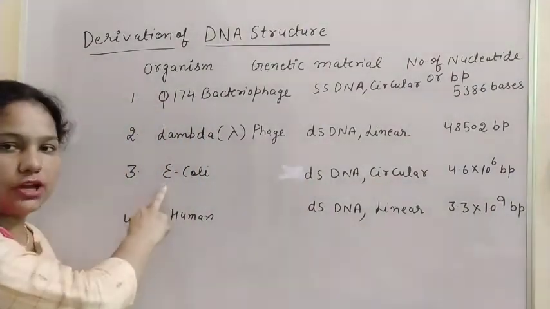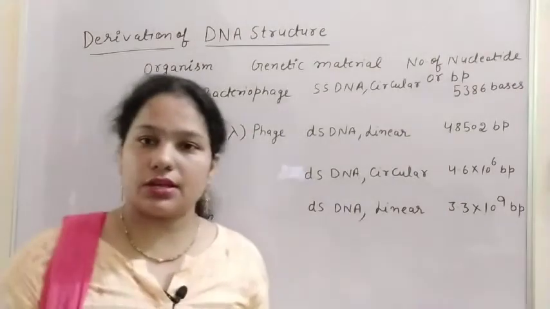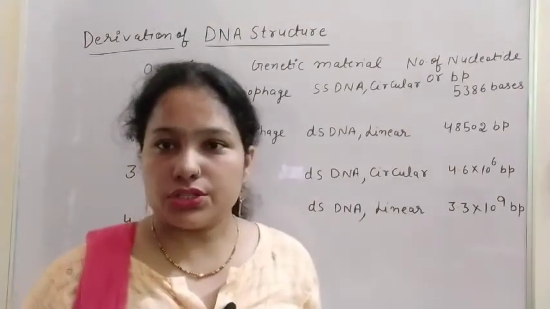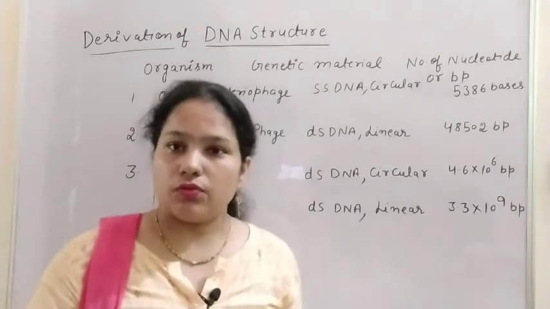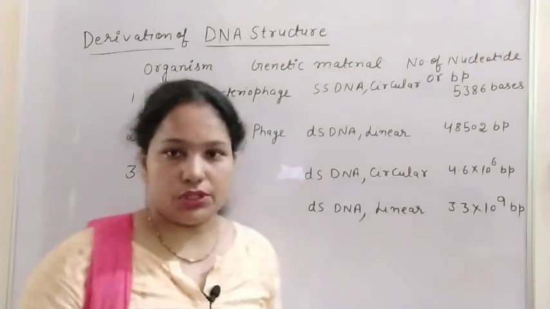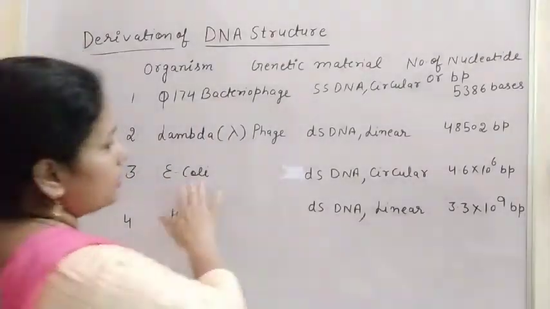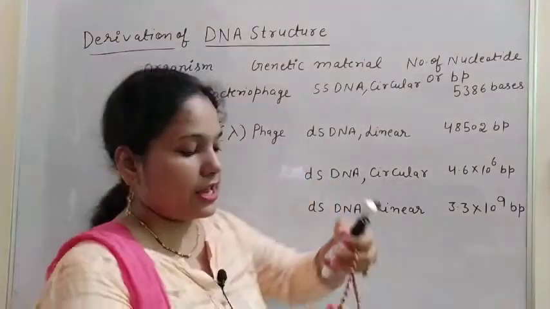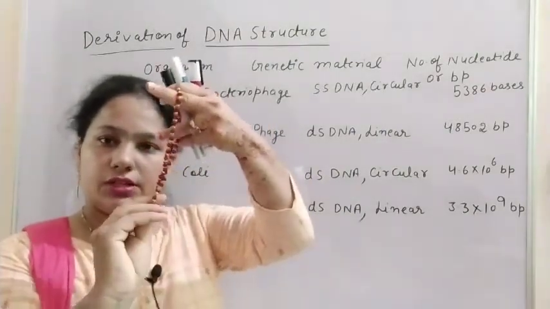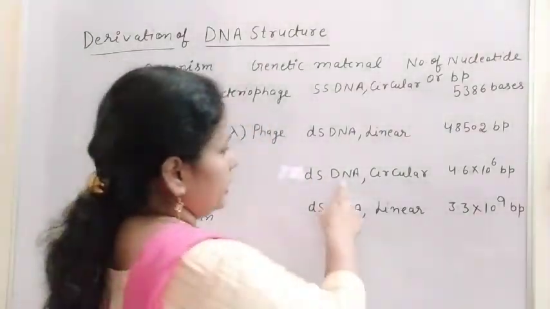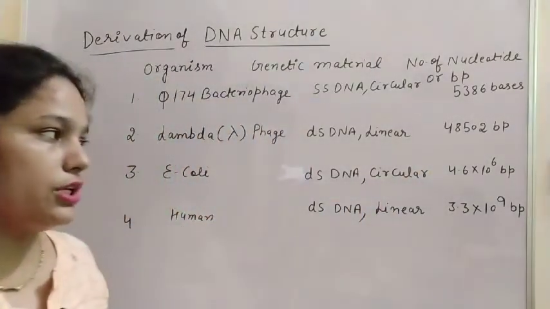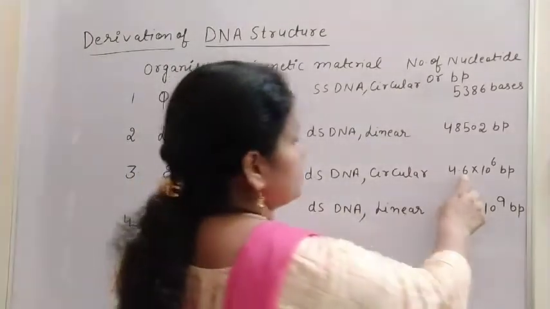Then in case of E. coli, what is E. coli? Escherichia coli is a bacteria and it is used in biotechnology. It also has one extra chromosomal DNA known as plasmid. So here the double stranded DNA, like the first form, like this, the double stranded DNA is present and the circular DNA, and here you have to learn only this 6.